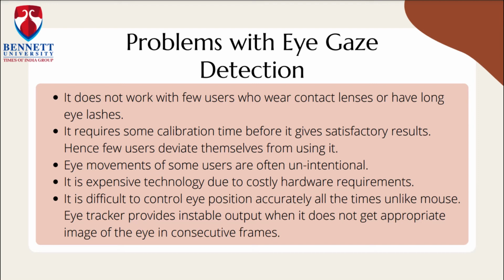Coming to the expenses, the technique is very expensive as the hardware requirements cost a lot. Next, it is very difficult to control eye position accurately all the time. Unlike a mouse, an eye tracker provides unstable output when it does not get an appropriate image of the eye in consecutive frames. So this leads to uncertain results.